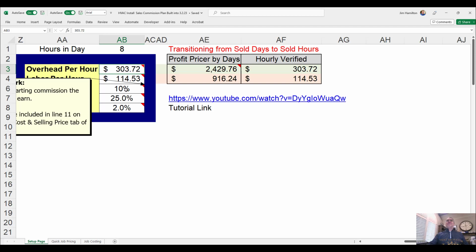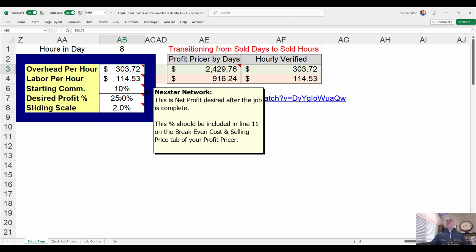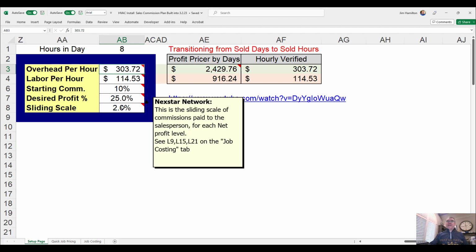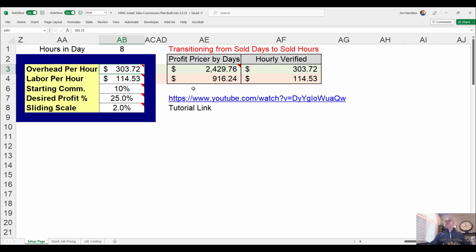This one here is 10% commissions. I can't seem to grab that for some reason. And then we've got the net profit desired, and then the 2% sliding scale based off of profitability. Okay, we start at 25, 17.5, 10, and 0. So there are 4 scales there.